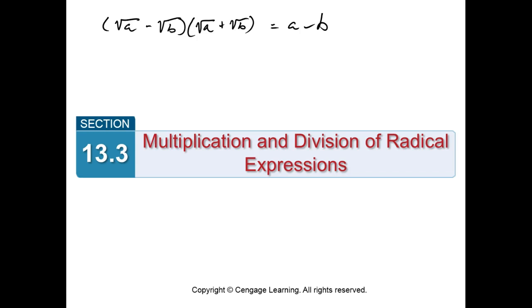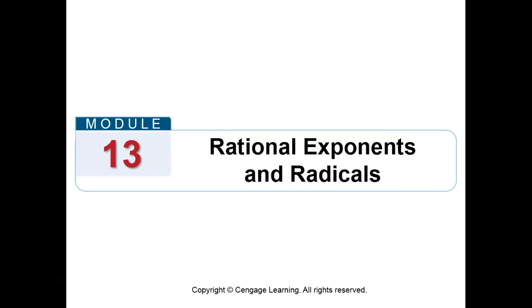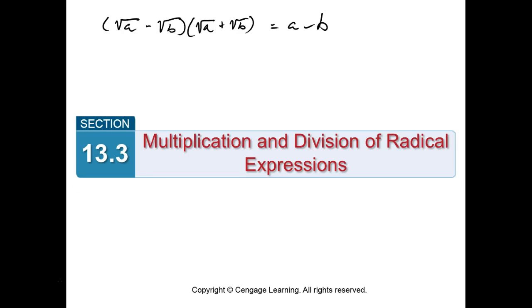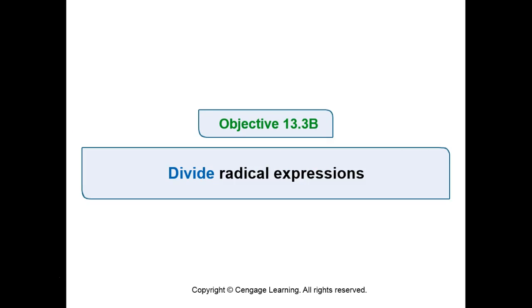Okay? All right. So, as I said, we continue in Module 13, Rational Exponents and Radicals. We're continuing Section 13.3, Multiplication and Division of Radical Expressions. Now, what have we done so far in this module section? Multiplication. So, guess what's coming next? Dividing radical expressions, okay? And I think that many of you, most of you, will probably have a good idea how to go with this once I mark you here.